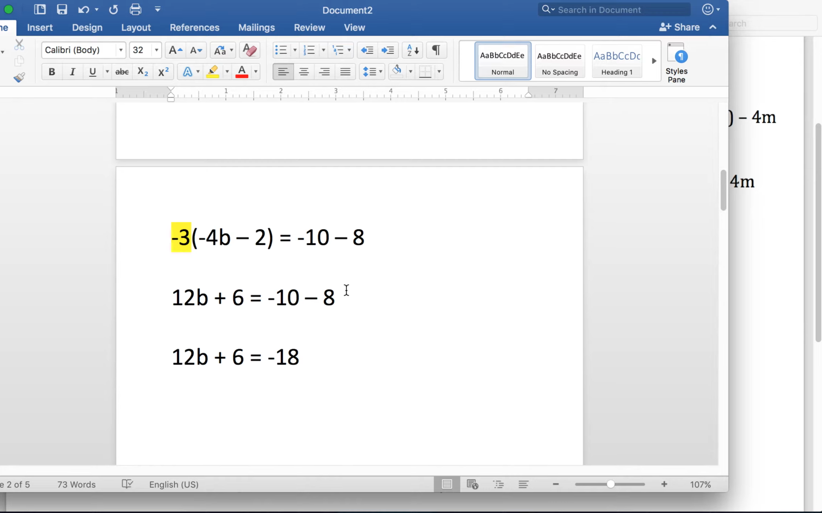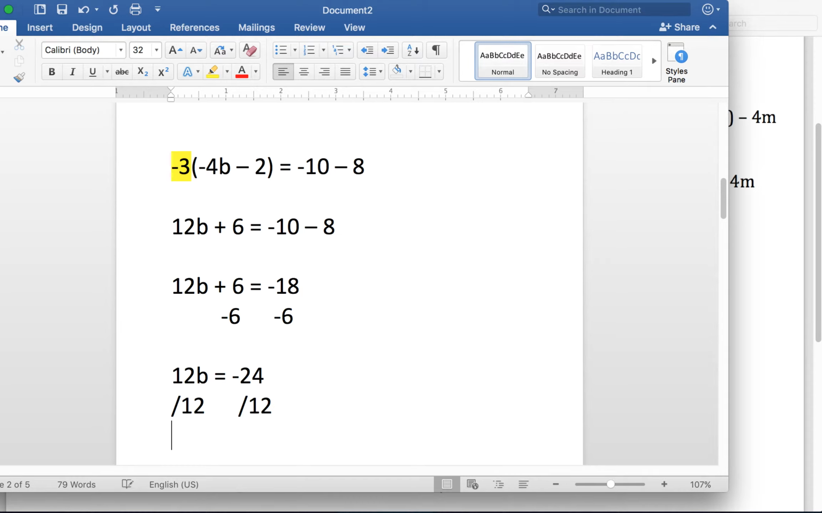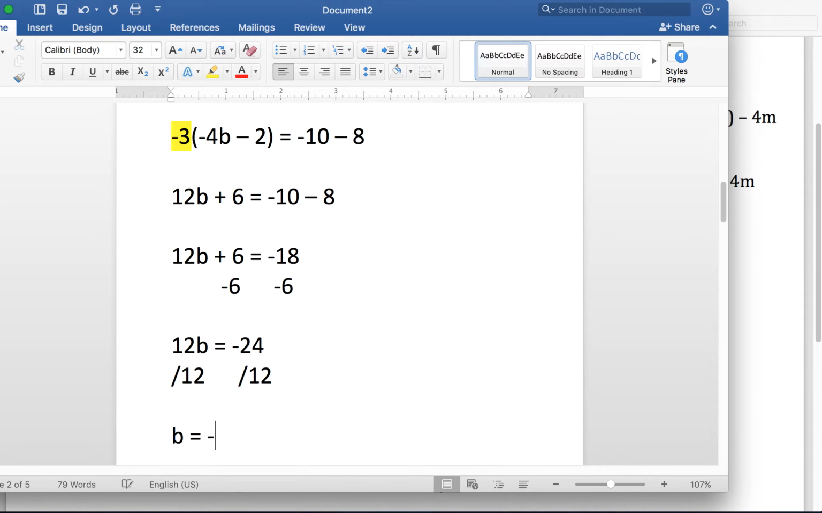Next step is to get all the animals on one side and all the constants on the other. Well, here we only have one group of bison, 12 bison on the left. We have no bison on the right, so we don't have to worry about B. We just need to get rid of this plus 6. We're going to subtract 6 from both sides and get 12b equals negative 24. Then we're going to divide by 12 and get b equals negative 2.